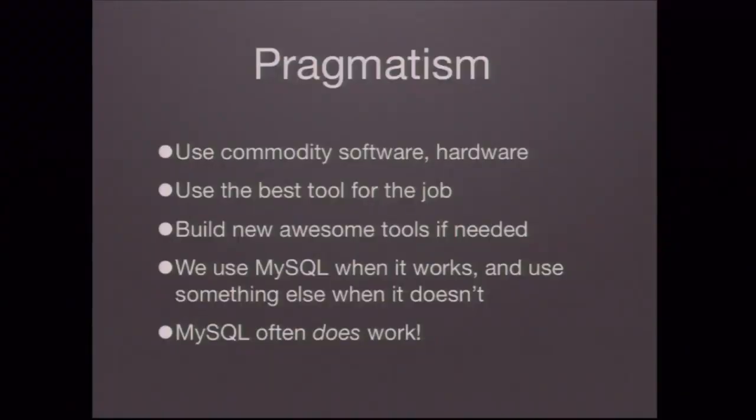Some of the things that go into that, starting with a good sense of pragmatism of using what's available, using commodity software and hardware, not trying to build big closed source architectural components. Using the best tool for the job, which may not always please everyone, but gets the job done. And in many cases, building new awesome tools if needed. If we run into problems where we can't find an existing tool that solves our problem, we build something new, and in many cases, open source it. I give some references towards the end of some of the projects we've built, and you can use them yourself to build your own Twitter.